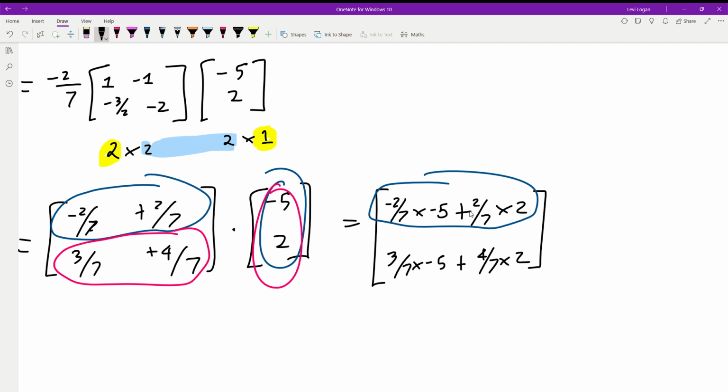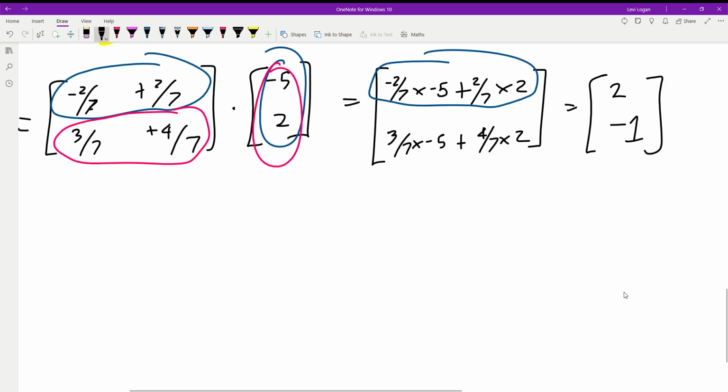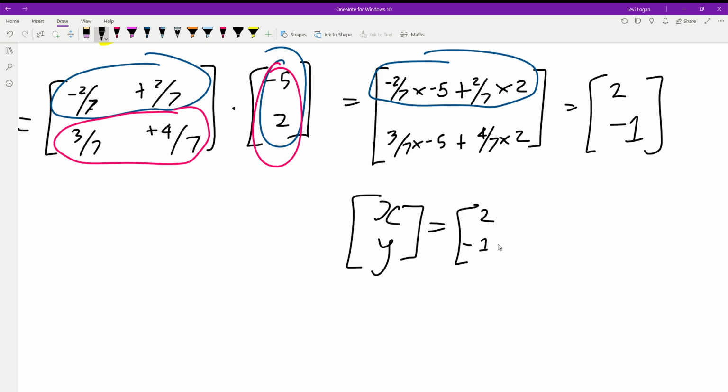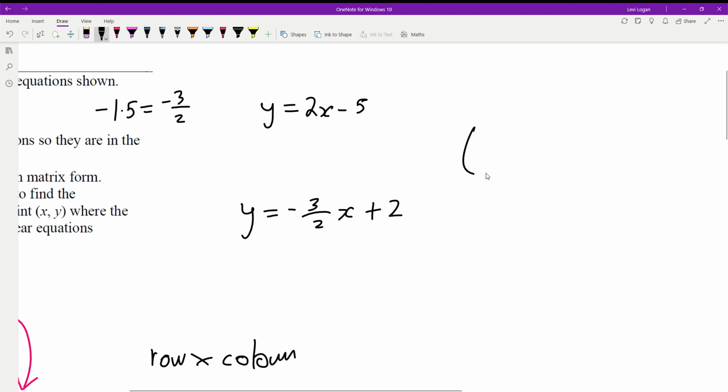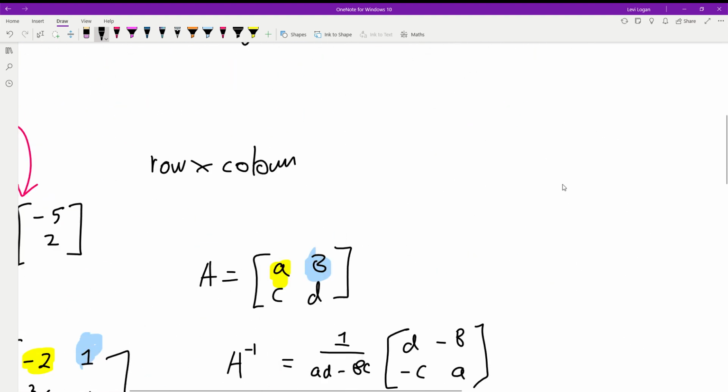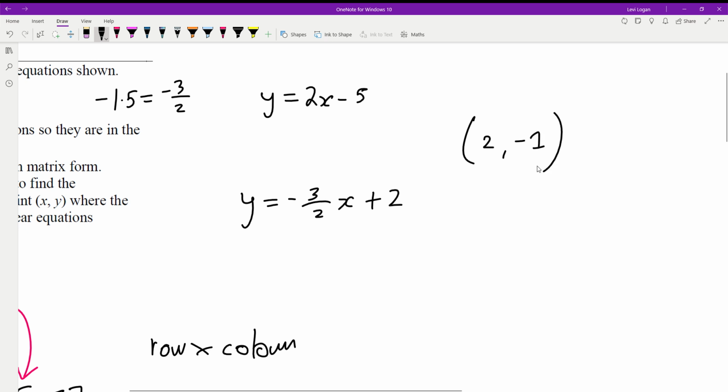So let's just chuck this into a calculator. So the first one, negative 2 on 7 times negative 5 plus 2 on 7 times 2. So that answer, that top one, actually simplifies to 2. This guy here, so let's go 3 on 7 times negative 5 plus 4 on 7 times 2. It's going to give you negative 1, okay? So this is what x, y equals. So x, y equals 2, negative 1. So that means this system has a common point at, what's it called? Oh, I forgot the coordinate. It's 2, negative 1.